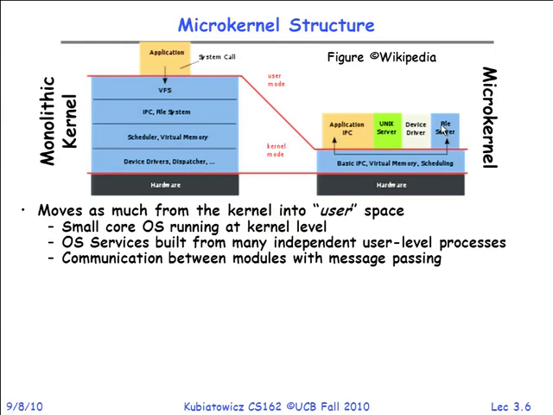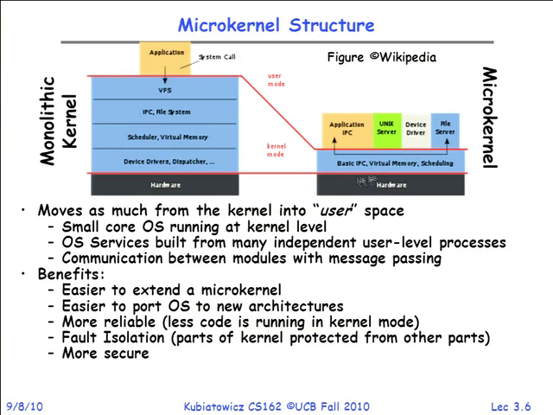So much of what we used to think of as the kernel and the big structure goes at the user level, and there's just a small core set of services. And the benefits of this are, one, it's very easy to extend a microkernel because you can easily add some new service without worrying about it crashing everything, because everything's protected from it. It can be easier to port an operating system to new architectures because you just have to start with this microkernel piece, maybe more reliable, there's better fault isolation, and so on.